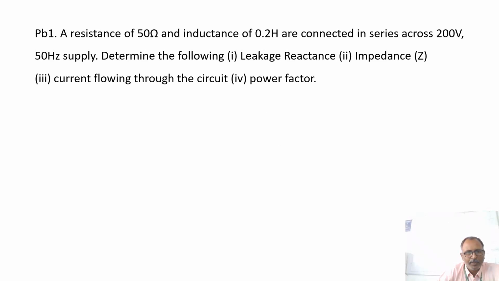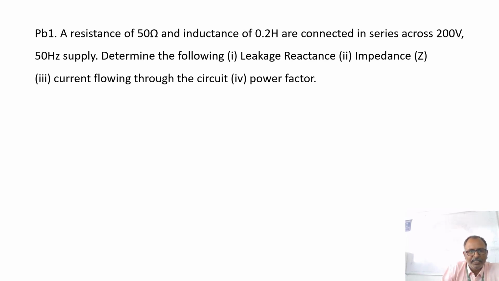Let's see the first problem. The problem is given as: a resistance of 50 ohms and inductance of 0.2 Henry are connected in series across 200 volts 50 hertz supply. Determine the following: leakage reactance, impedance, current flowing through the circuit, power factor.